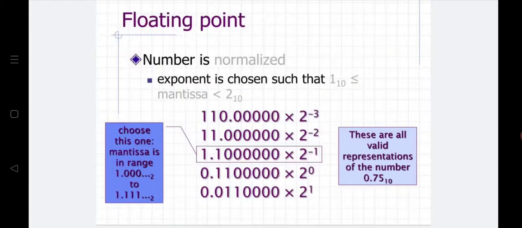Still moving the point towards the left, the value becomes 0.1100 into 2 to the power of 0. Next, if you move again, it becomes 0.01100 into 2 to the power of 1, and so on you will go on representing. So out of all these representations, which value do we need to choose? And how are we going to write it in the mantissa and the exponent, we are going to see.